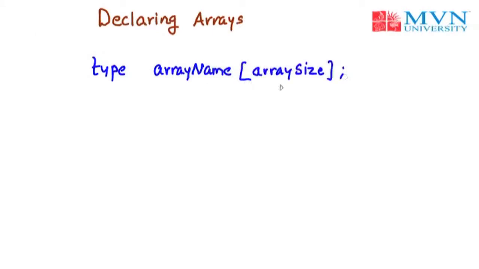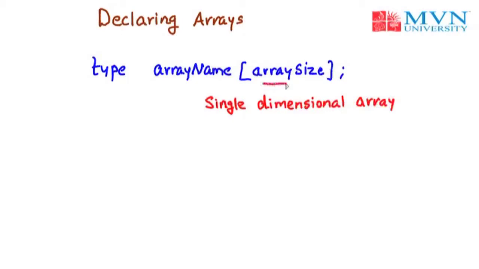Now comes how to declare arrays. To declare an array in C language, we have to specify the type of the elements and the number of elements required by an array. It is in the form: type, array name, in the square bracket, array size. This is called a single dimension array. C language also provides multi-dimensional arrays, which we will discuss later on.